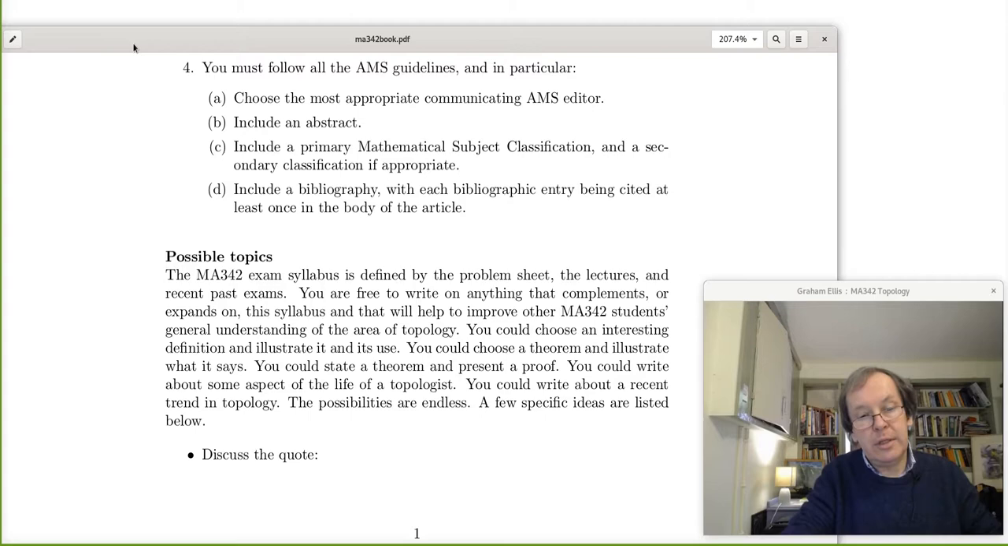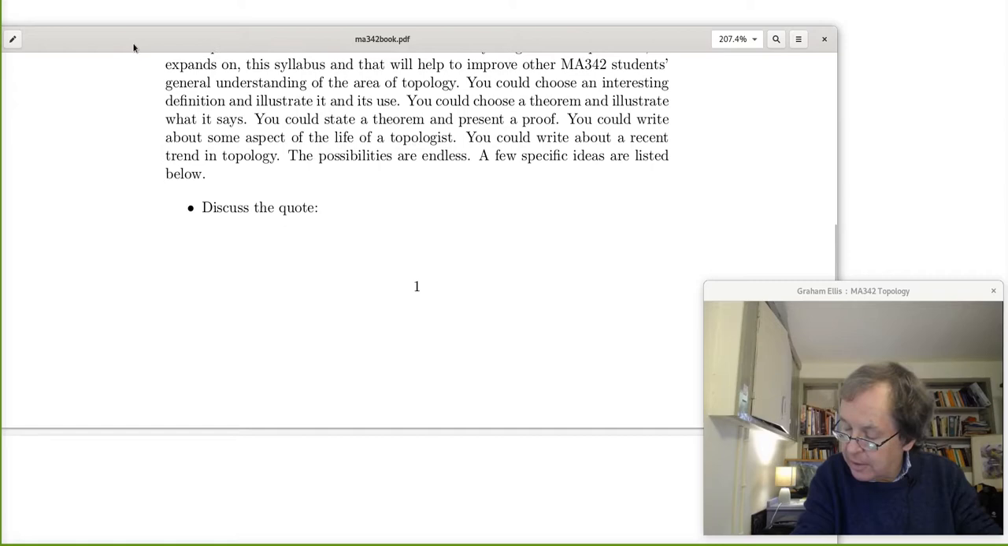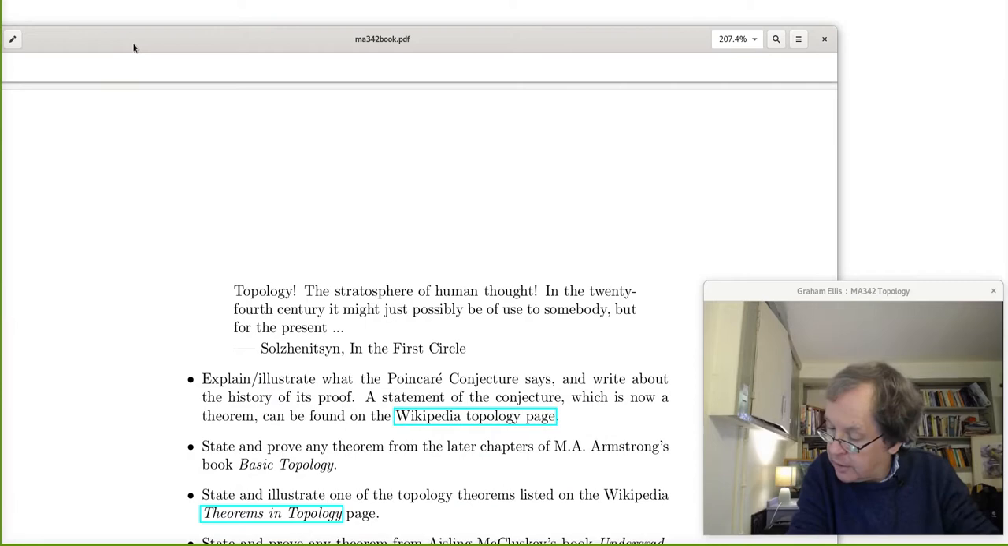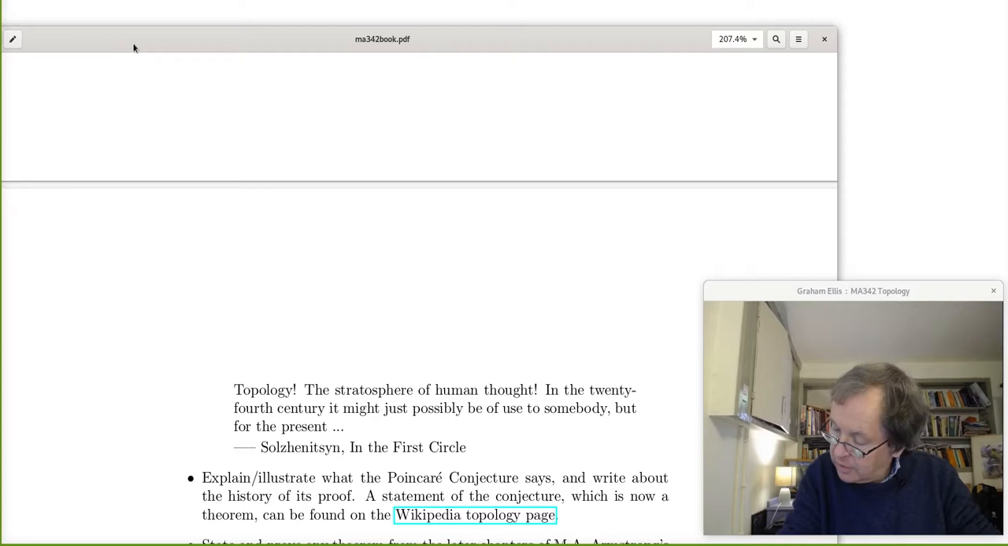And then I've got a few ideas, but these are just to give you an idea; it's better to come up with your own. You could discuss the following quote by Solzhenitsyn, who said, "Topology, the stratosphere of human thought. In the 24th century it might just possibly be of use to somebody, but for the present..." Now, you could discuss that. Is topology of any use to anybody in the 21st century?